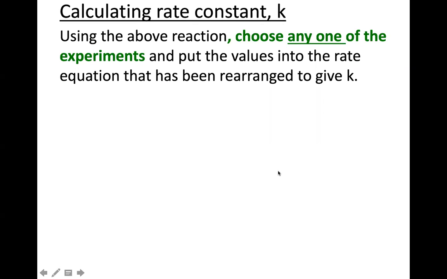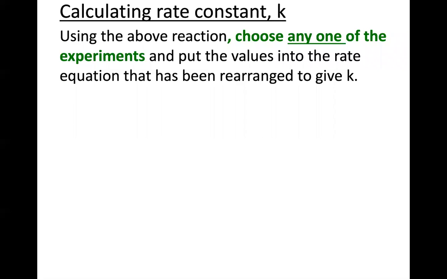Please choose one experiment, whichever you want, experiment 1, 2, or 3. But if you choose one experiment, please make sure you only use the concentrations of that experiment. Do not mix them up.